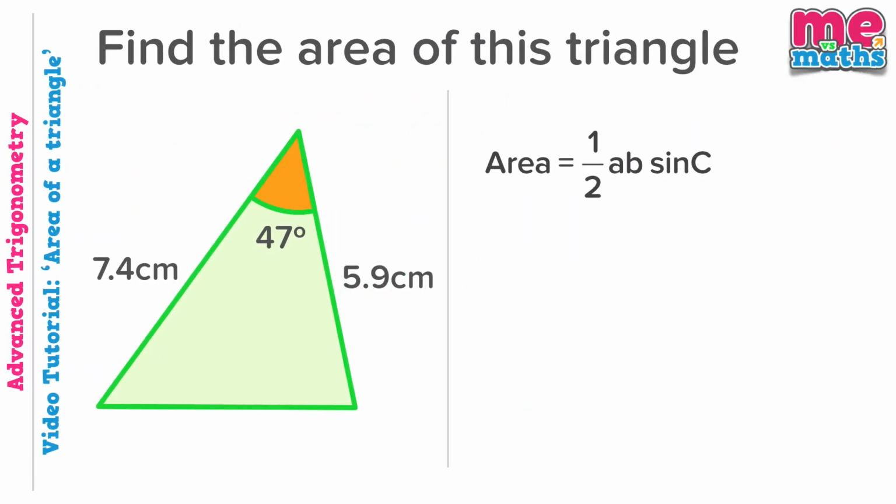We're asked to find the area of this triangle, but we don't know the height, which would be this distance here. We do know an angle and the two adjacent sides, and this is exactly the information we need to be able to use half ab sine C.